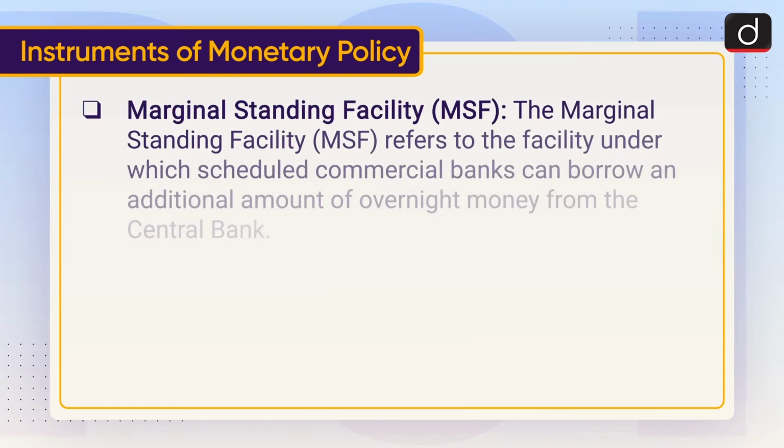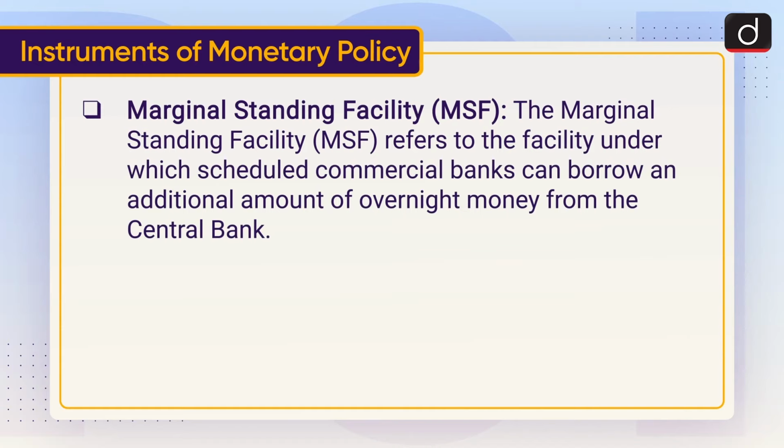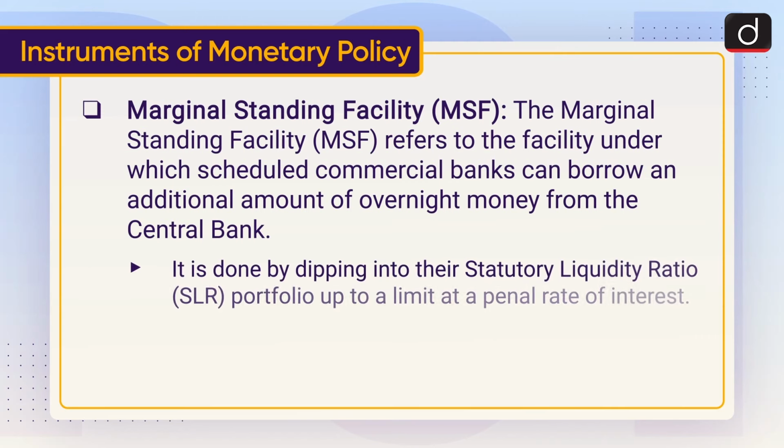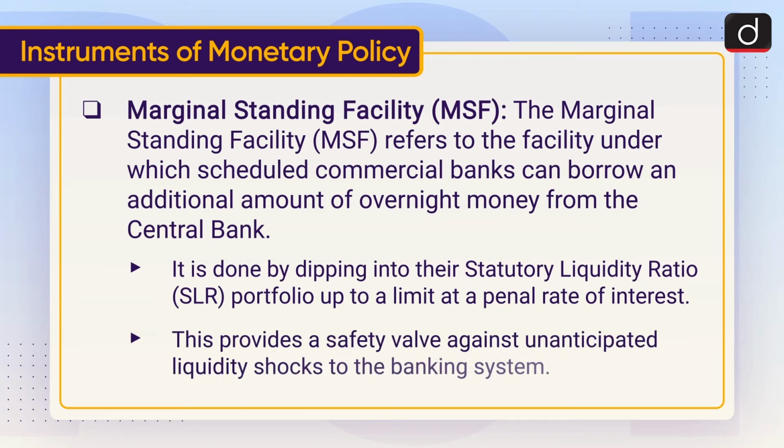The marginal standing facility or MSF refers to the facility under which scheduled commercial banks can borrow an additional amount of overnight money from the central bank. It is done by dipping into their statutory liquidity ratio, that is SLR, portfolio up to a limit at a penal rate of interest. This provides a safety valve against unanticipated liquidity shocks to the banking system.